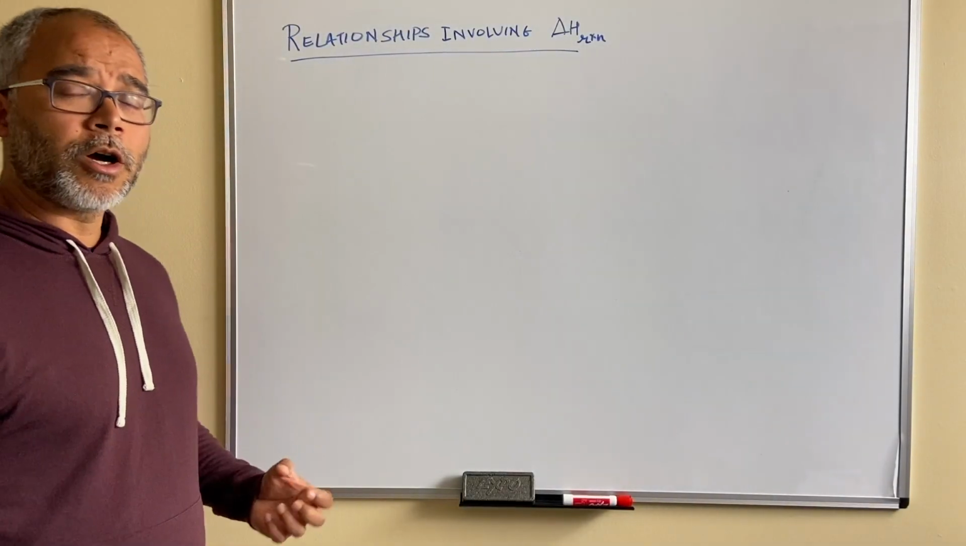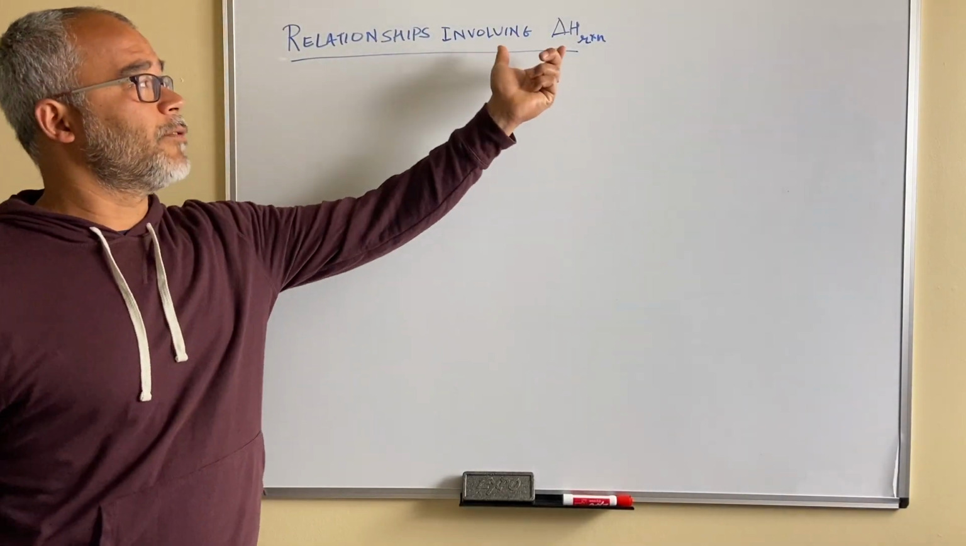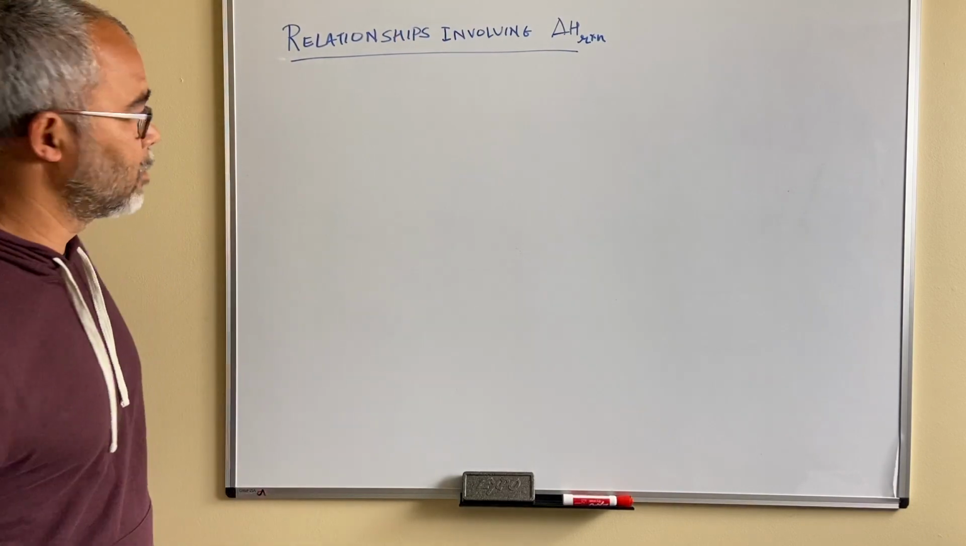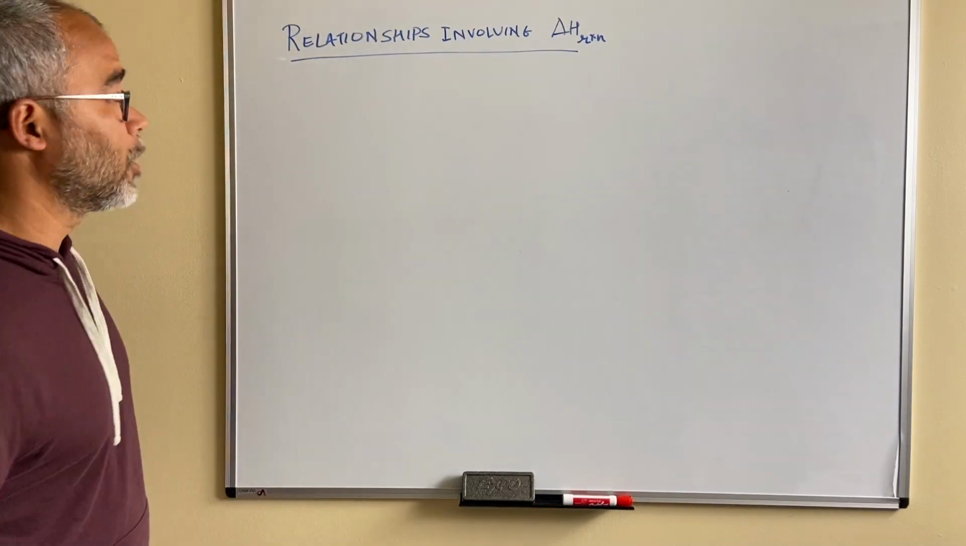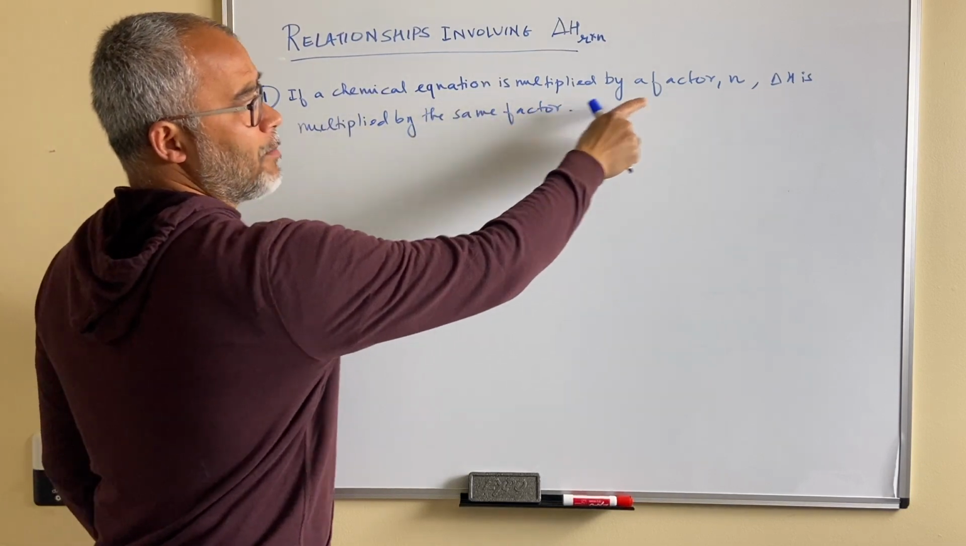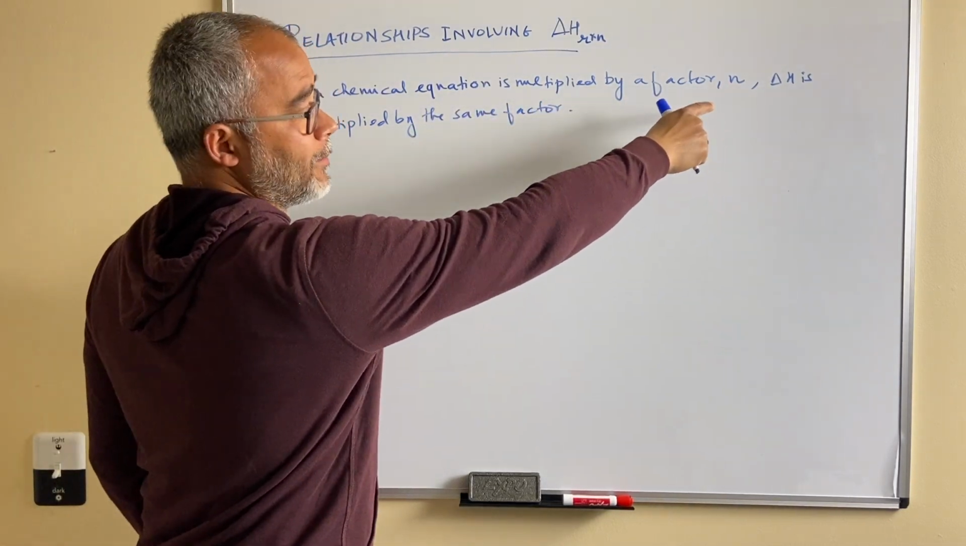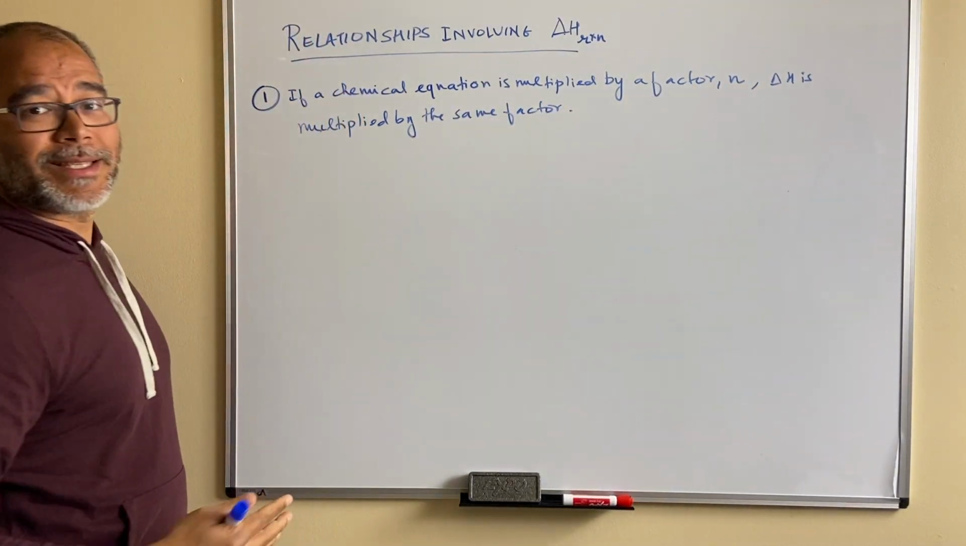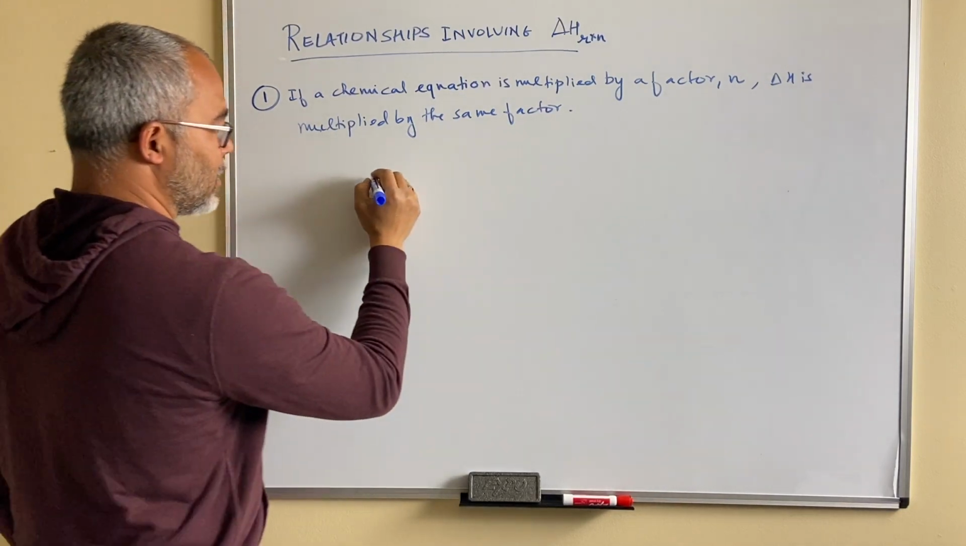So in this video, we're going to talk about the relationships that involve delta H of reaction. Okay, so the first relationship we're going to look at is if a chemical equation is multiplied by a factor n, delta H is multiplied by the same factor. So let's take a look at this equation.